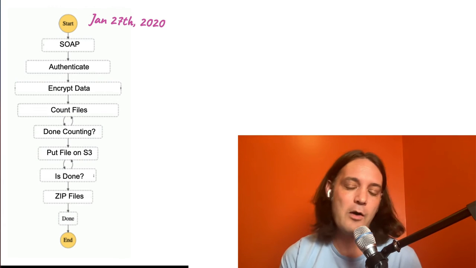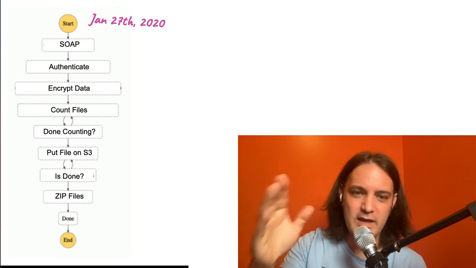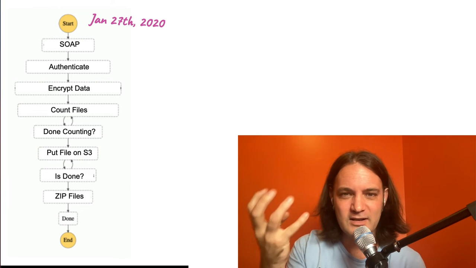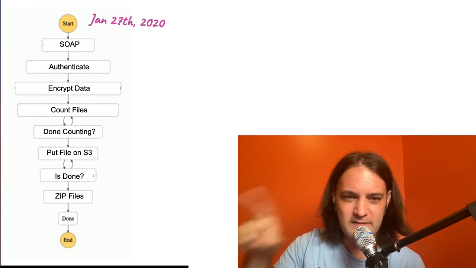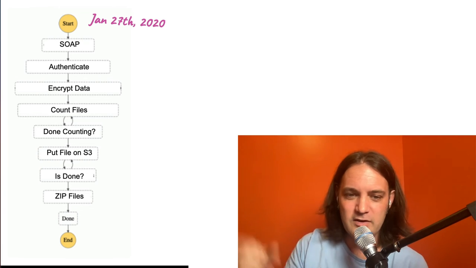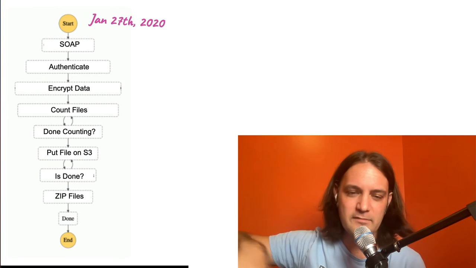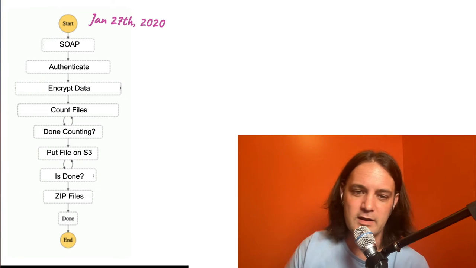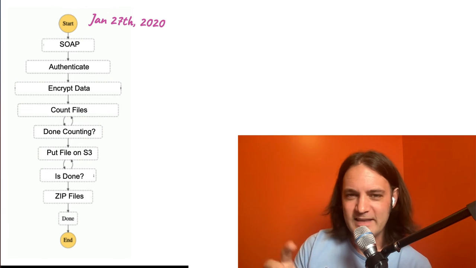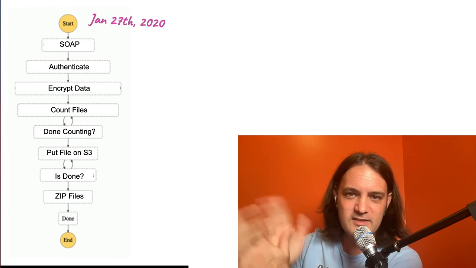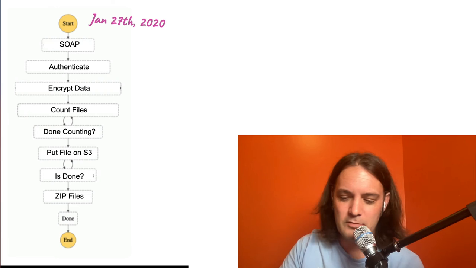So here's an example of how our app started, okay? We knew we had a SOAP service. We had to authenticate. We had to encrypt that data, count how many files from that data. Once we counted, we did a for loop. You can do for loops in step functions by just throwing to another lambda and incrementing a number. Once we're done counting, we put these files on a bucket and then zip them, and that was it. That was the job, right?